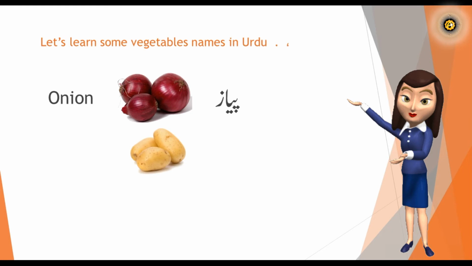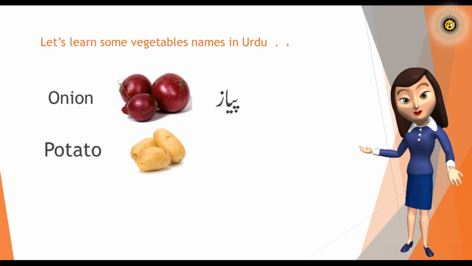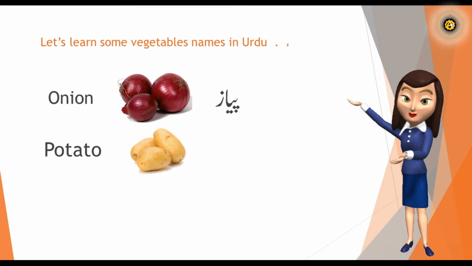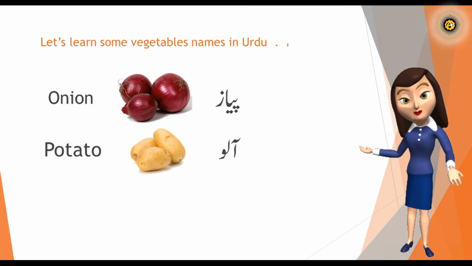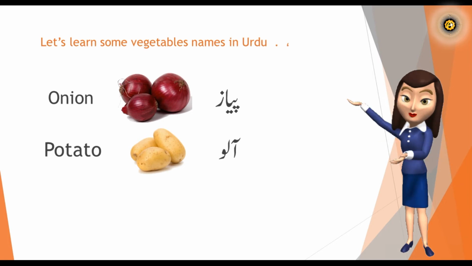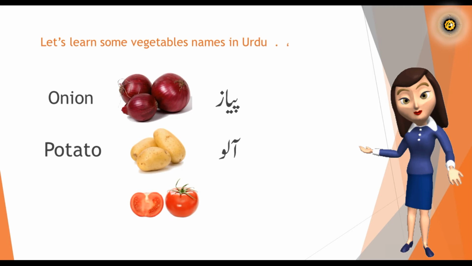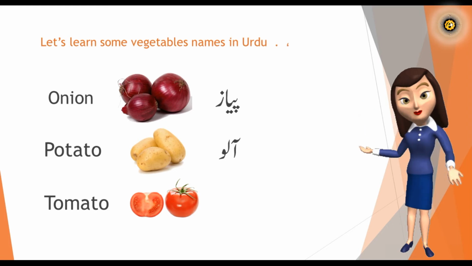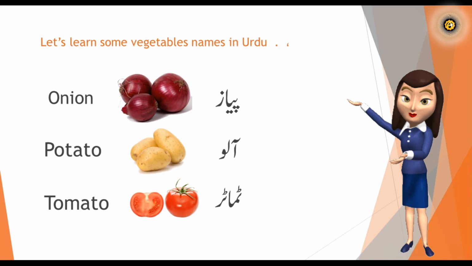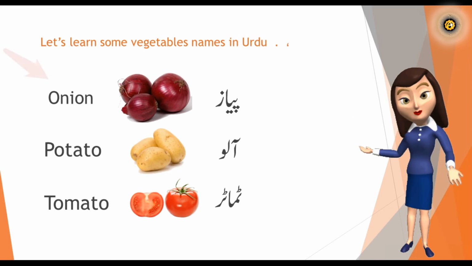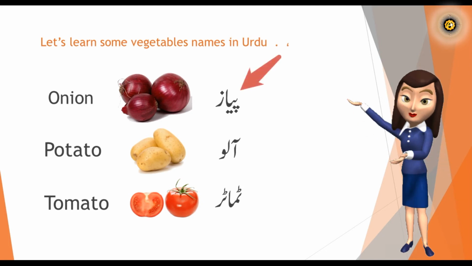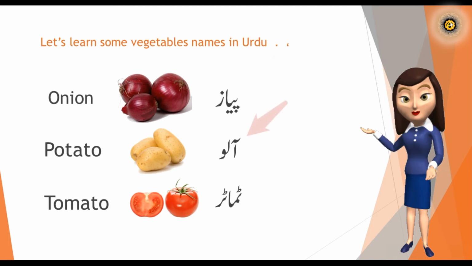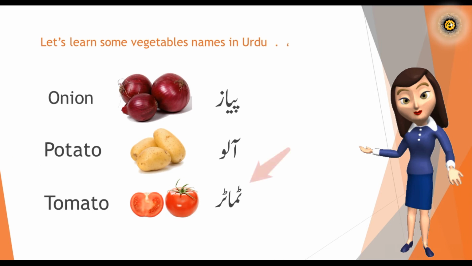Now these are potatoes. Potatoes, aloo. Then this is tomato. Tomato, and in Urdu, tomatar. Tomatar. Now let's repeat one more time. Onion, pyaz, potato, aloo, tomato, tomatar.